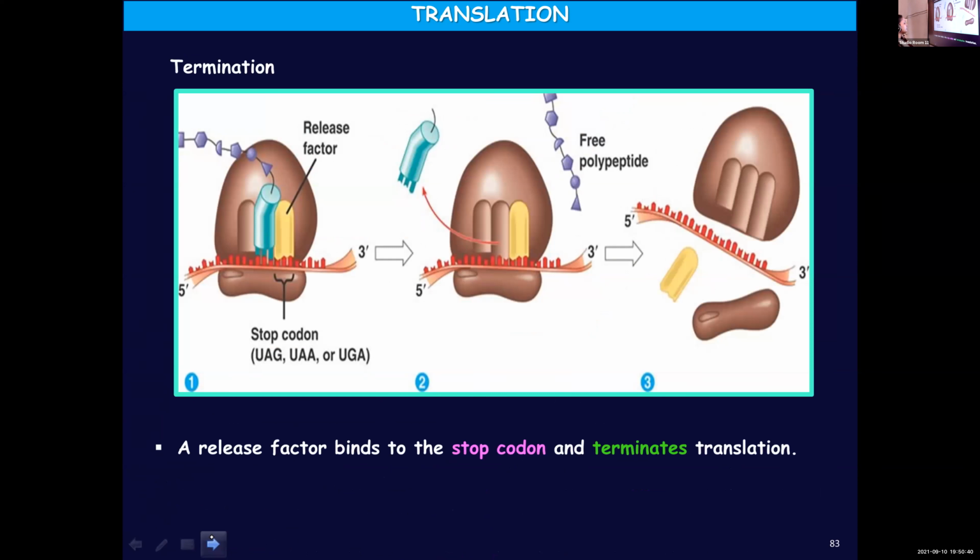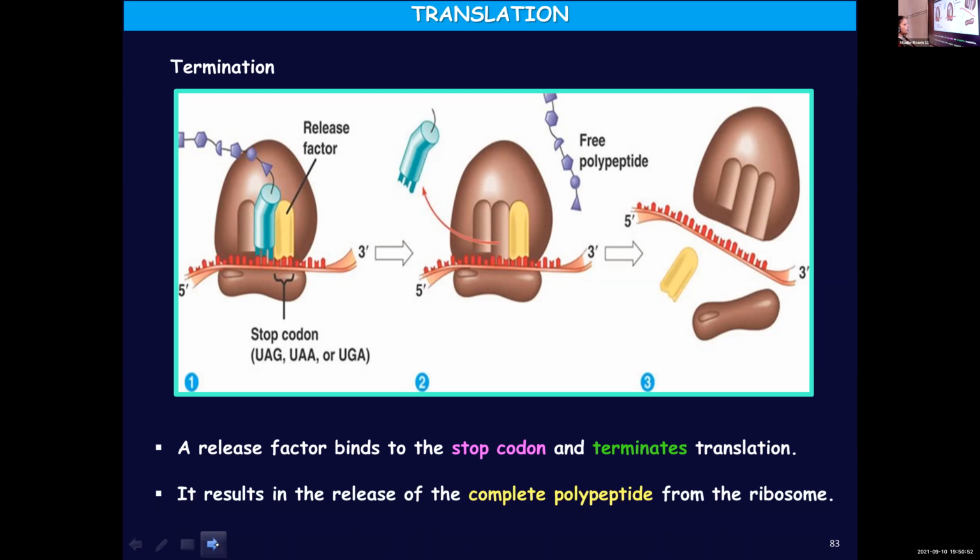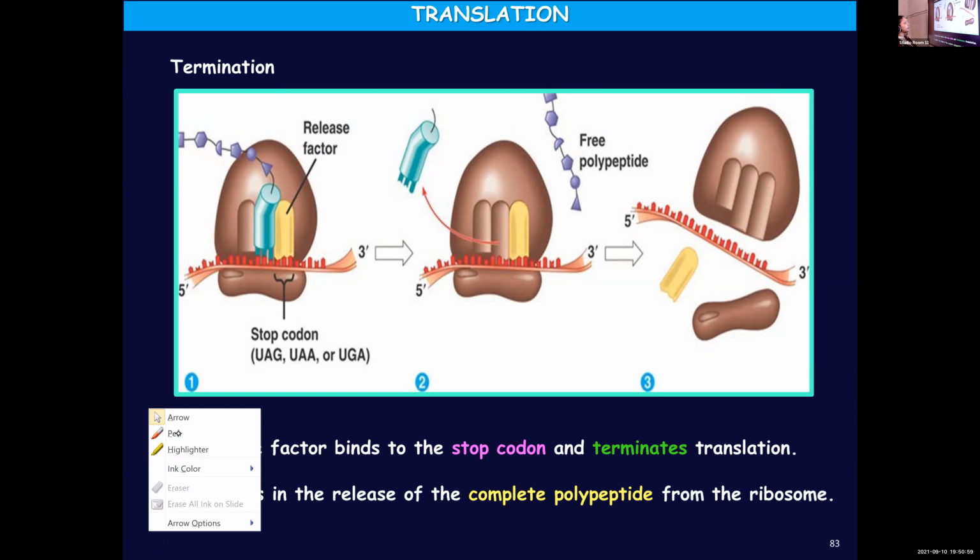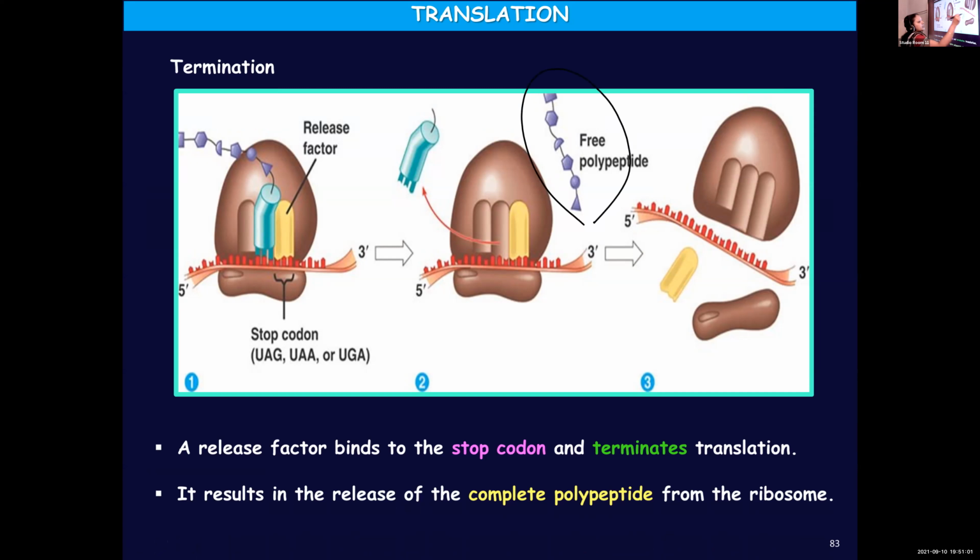Termination takes place when the ribosome reaches the stop codon. A release factor will also bind to the stop codon and facilitate the process to come to an end. Once this process is completed, the formed polypeptide will be released. So the polypeptide is released, the messenger RNA is released, the two subunits get separated, and the release factor, everything will get dissociated, and again they will associate for another round of translation.